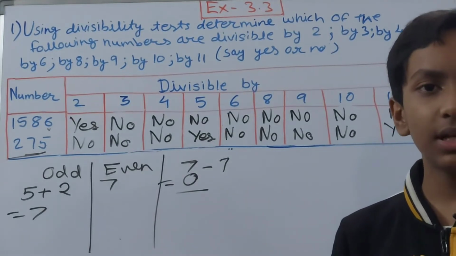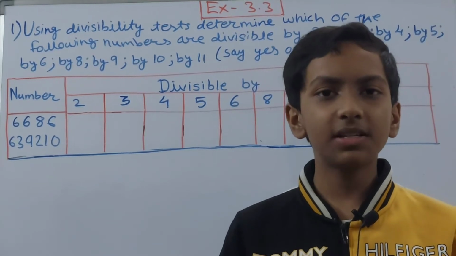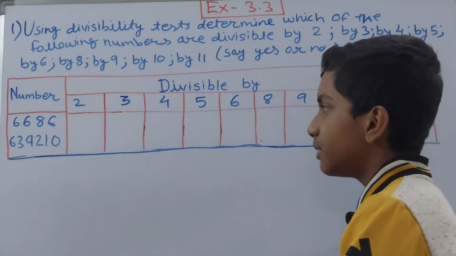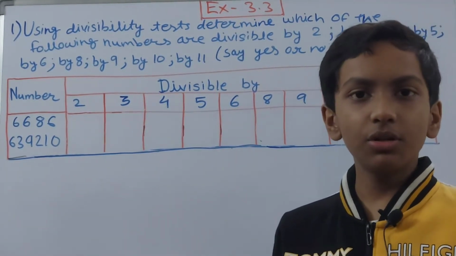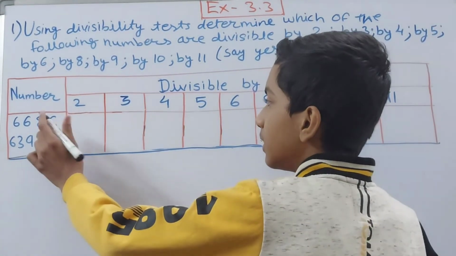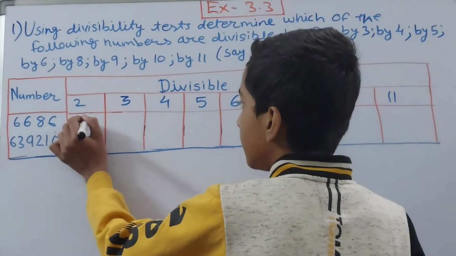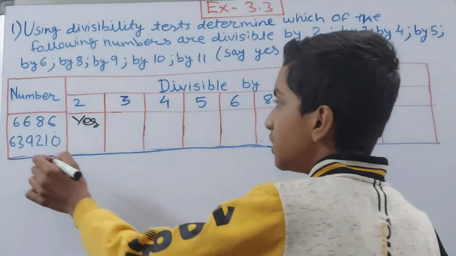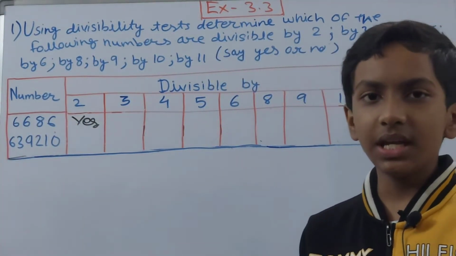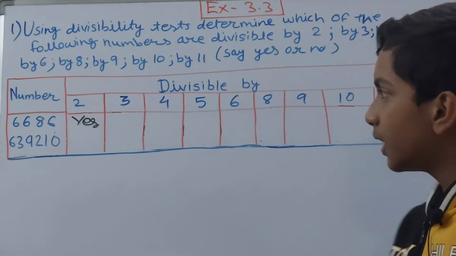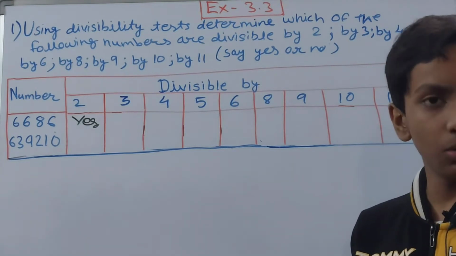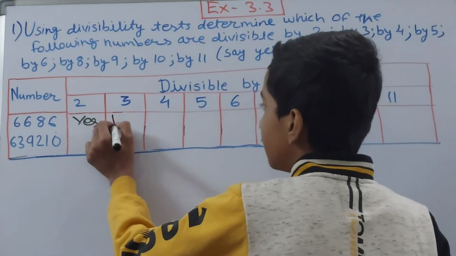Now we will move on to solve the next numbers. We have here 6686. Now we start to divide this by 2. Digit at ones place should be 0, 2, 4, 6 or 8. We are having 6 here, so that means this number is divisible by 2. For 3, add these digits. So we are having 3 6's here, that is going to be 18, and 18 plus 8 is going to give you 26. Is 26 divisible by 3? No, it is not divisible by 3. Simply we will put a no here.